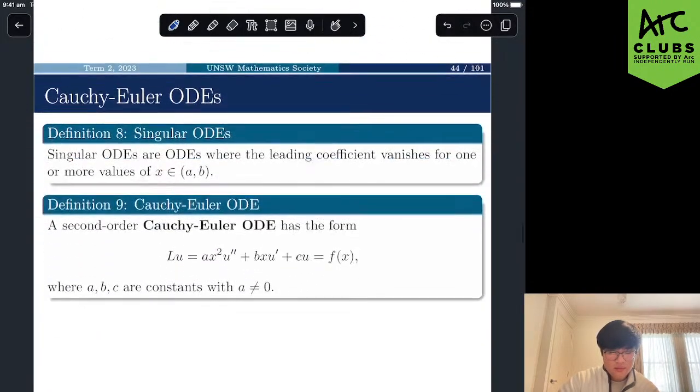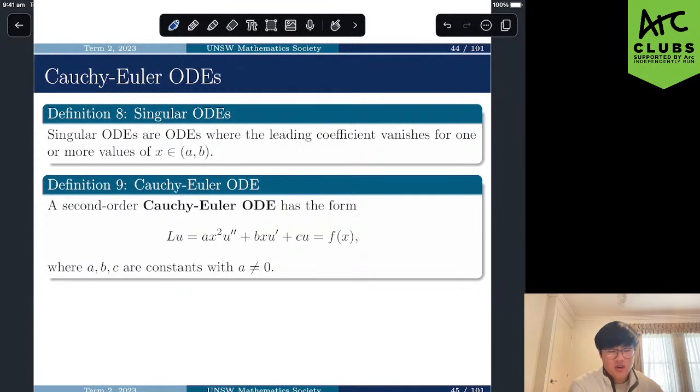Alright, moving on to the next thing, the Cauchy-Euler ODEs. For this, we're now looking at singular ODEs, which is when the leading coefficient vanishes for one or more values in a given region. The first type is a general ODE in the form with x squared, then x, and then a constant for the last one. That's the general form of the Cauchy-Euler ODE.